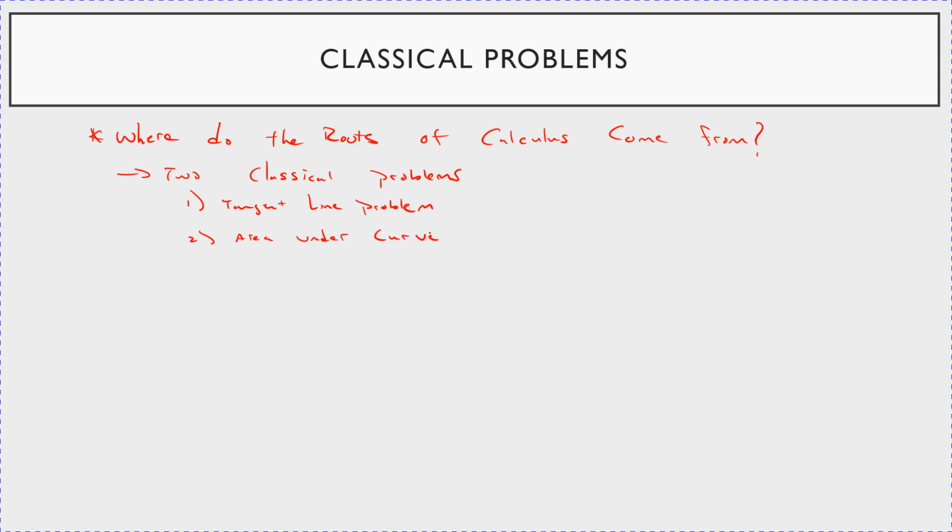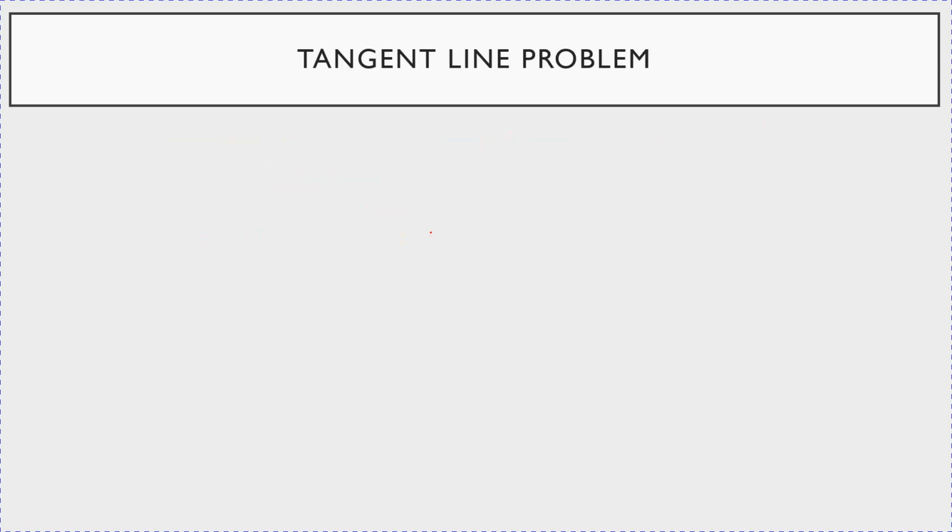Okay, and what I want to do is talk to you about these 2 classical problems, how they're eventually solved and how they relate to calculus, and then what we eventually are going to call the limit process.